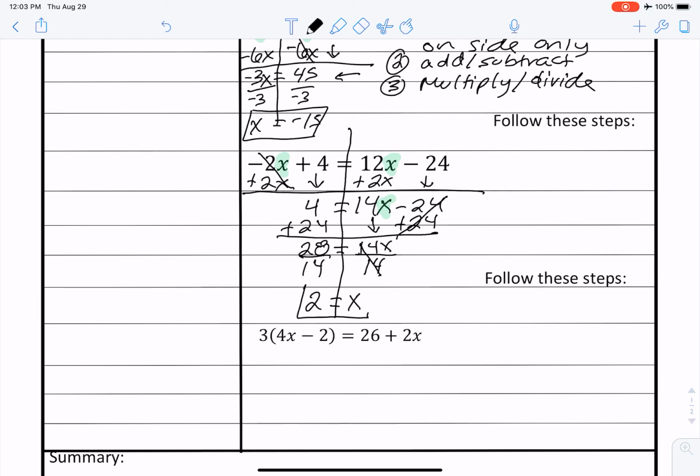So my answer is 2. The steps we followed here were the same ones as above, so I'm going to write them more in detail this time. I added 2x to both sides.